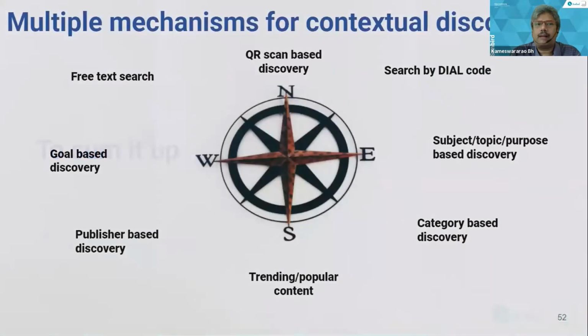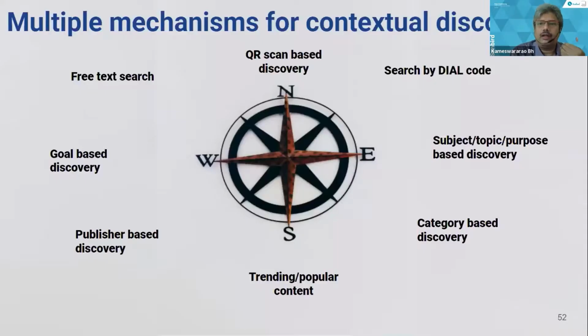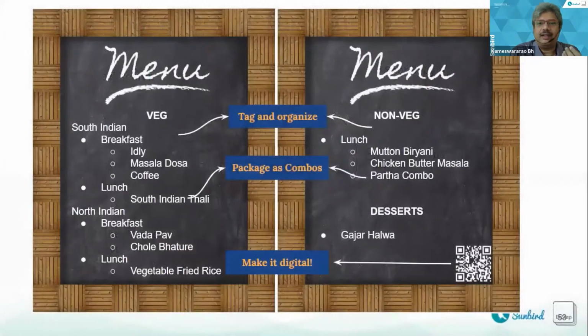So to sum up, Sunbird has a variety of mechanisms that can help you build contextual discovery of your content. So it's up to you how you want to use it, and hopefully you'll create a lot better organized menus that can be easily used by your users.